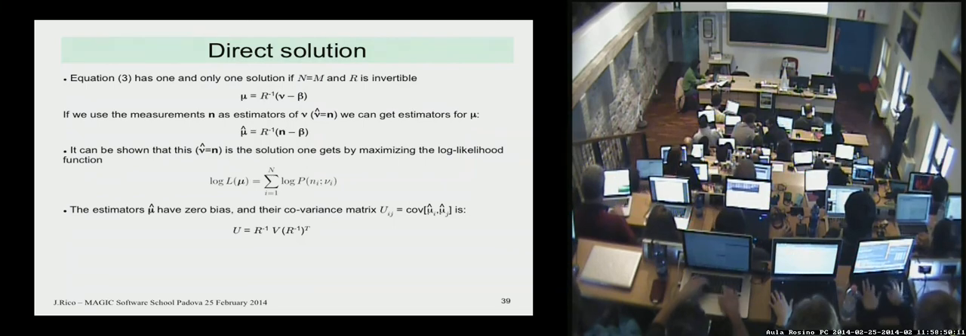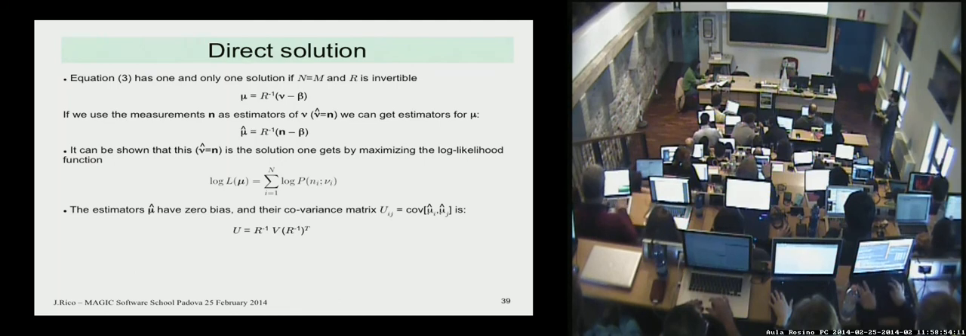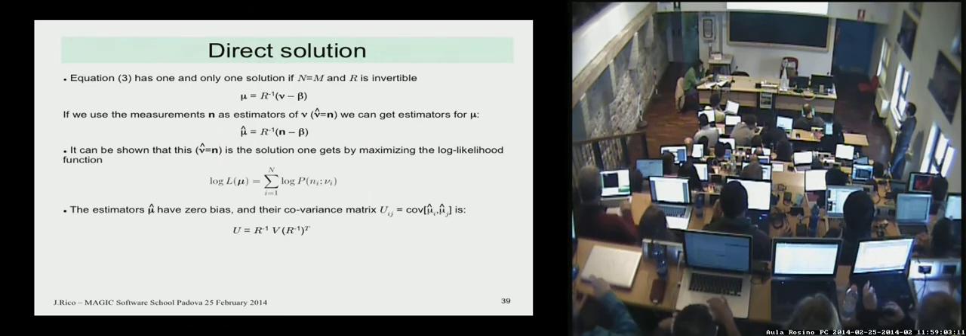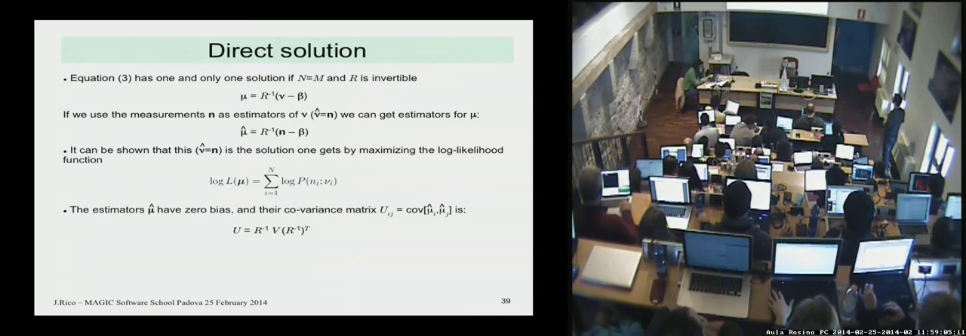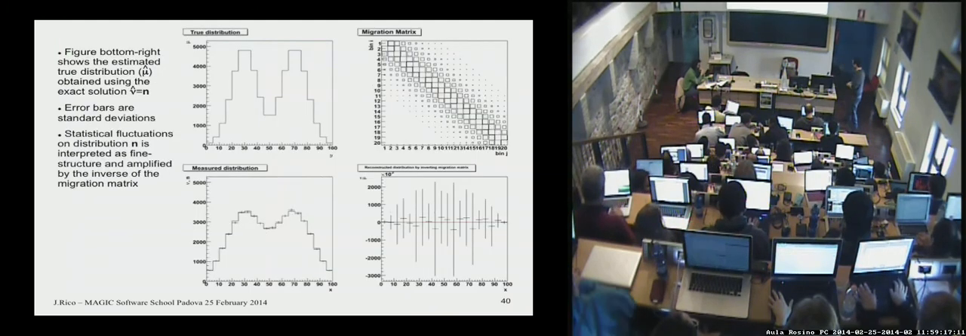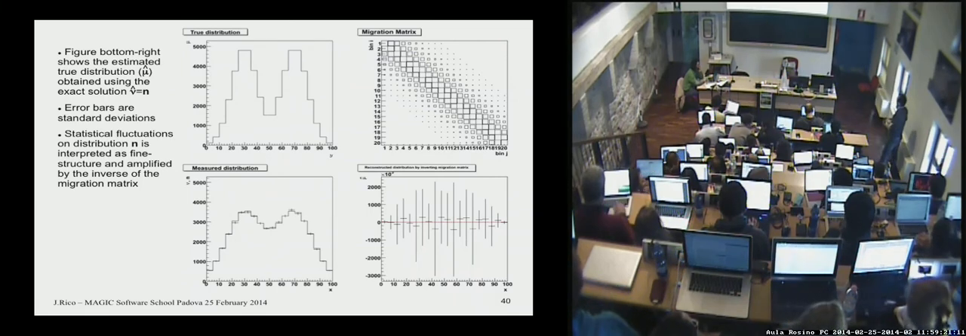These estimators computed in this or this way, which are equivalent, have some, statistically speaking, nice properties. They have zero bias, and we can compute the covariance matrix in this way, multiplied by the inverse of the migration matrix at both sides, transposed in the right one. But let me show you with an example what happens when we use this solution.